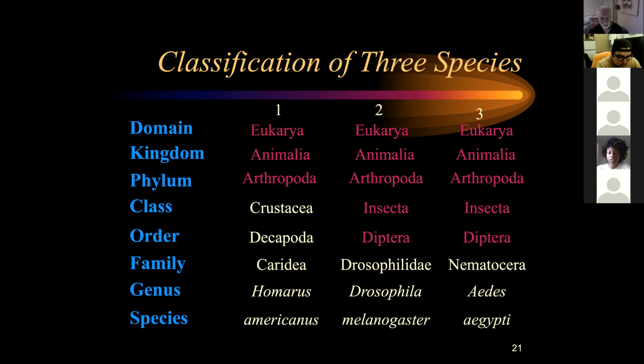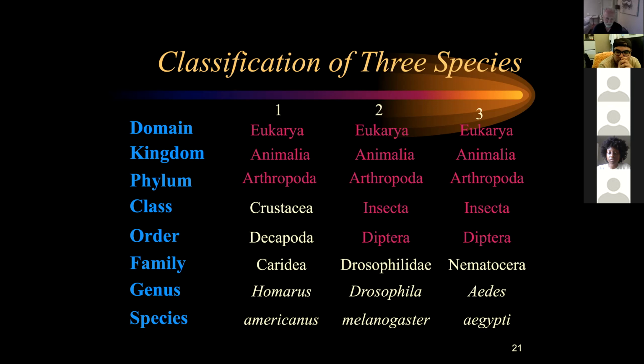So let's go through a classification of 3 species to see how it works. So we have 3 species. We classify them according to domain. They're all eukaryotes. The kingdom for all of them is animal. The phylum is arthropod. When we get down to class, they segregate. So one species is a crustacean, two are insects. Order, one is Decapoda, the other two are Diptera.